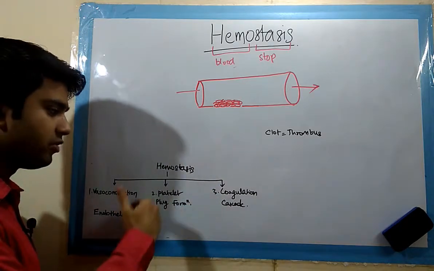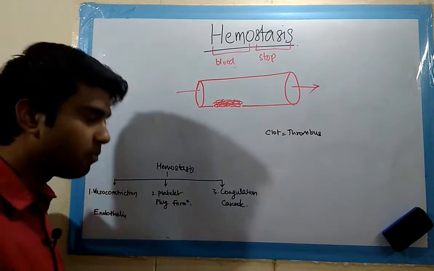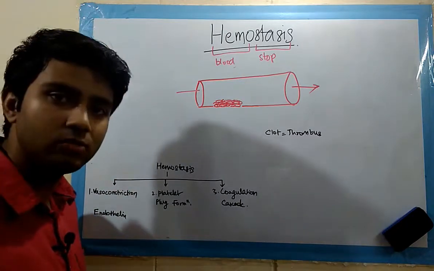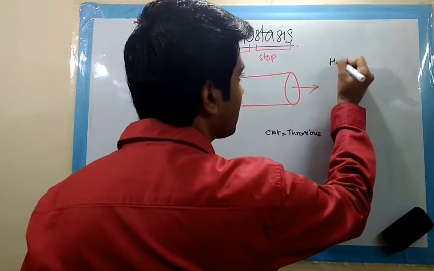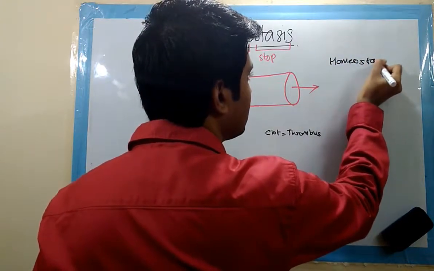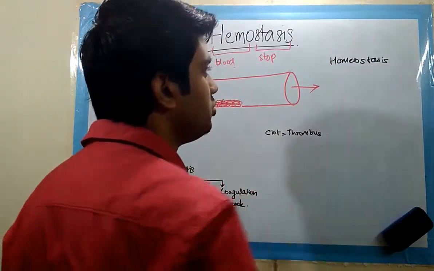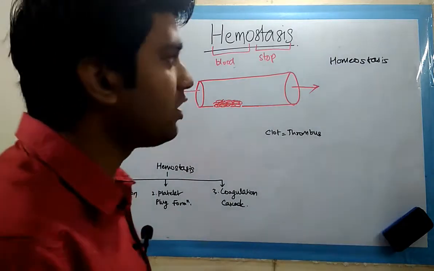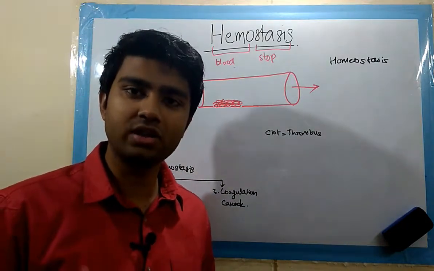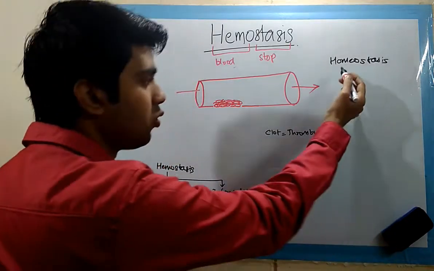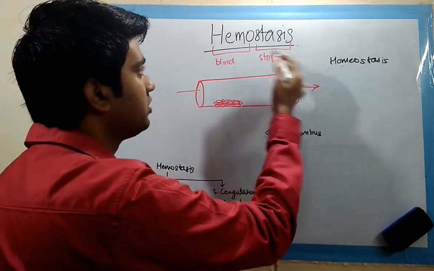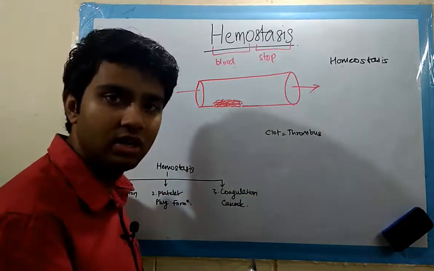And before we move into the detail of each, I want to make certain words clear. The one word is homeostasis. This word is used for the ability of mammals to maintain their constant body environment no matter in which condition they move. So this is homeostasis. Don't confuse it with hemostasis, although they sound very, very similar.